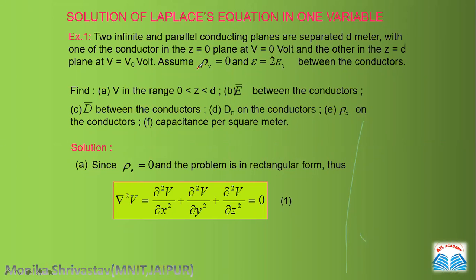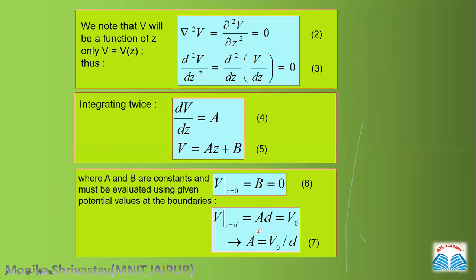First of all, rho v equals 0 is given in the question. So it is a charge-free region. If it is a charge-free region, then we will directly apply the Laplace equation. We can't apply the Poisson's equation here because there is no rho. So the Laplace equation is this one: del squared V equals 0.